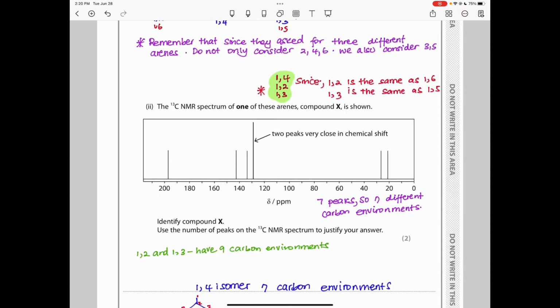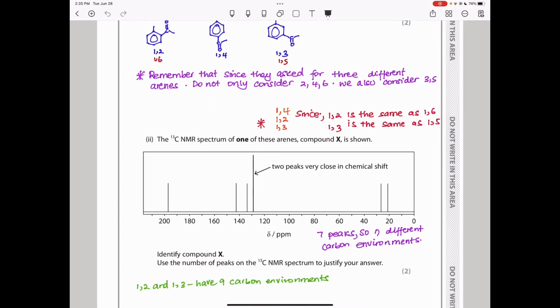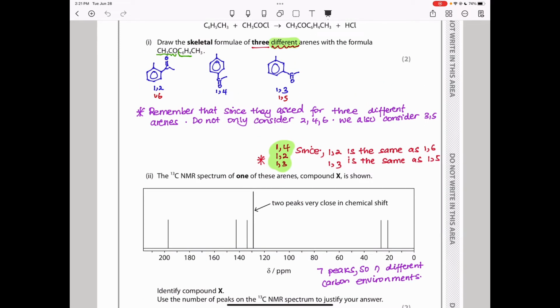The next part says the carbon-13 NMR spectrum of one of these arene compounds, X, is shown. So they ask, identify compound X, use the number of peaks on the carbon-13 NMR to justify your answer. I want to go back up here. We're going to count the peaks, and then we'll refer to the 3 structures we have here to predict which one is correct. So we have the first peak, the second peak, the third peak. Here it will be 1, 2, 3, 4, 5, 6, 7. Since we have 7 peaks, it means we have 7 carbon-13 environments.